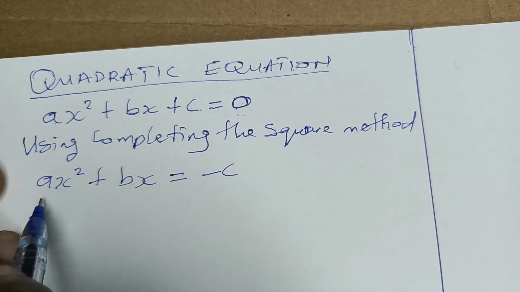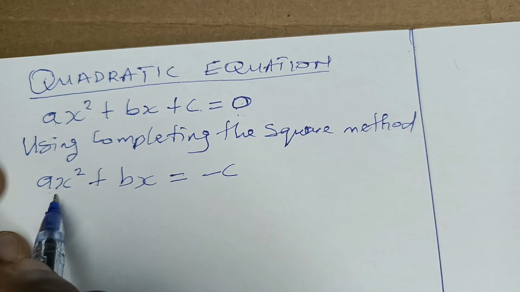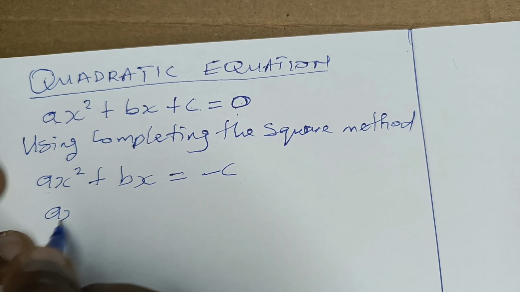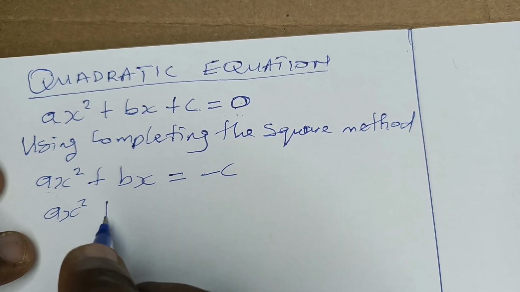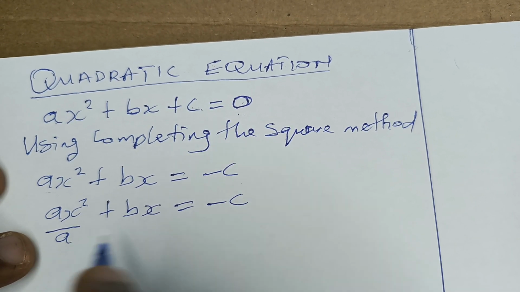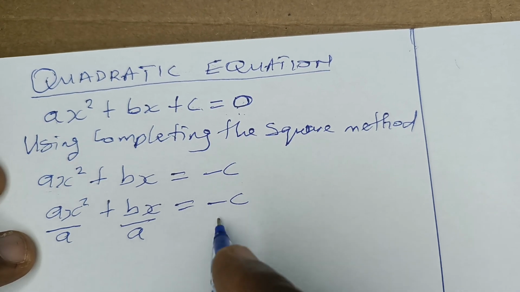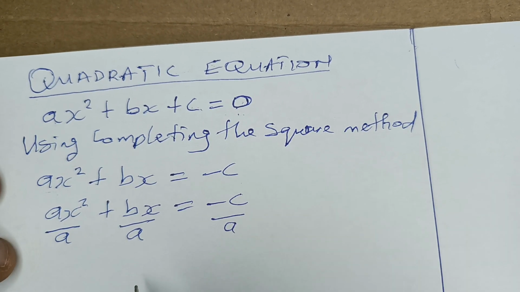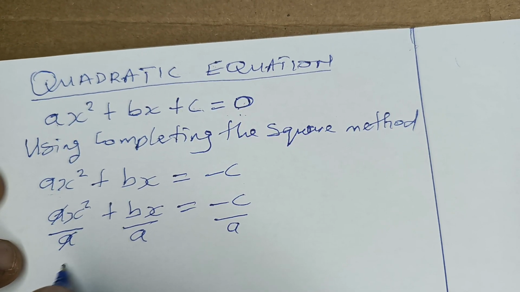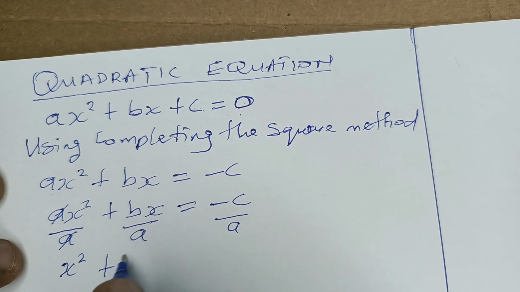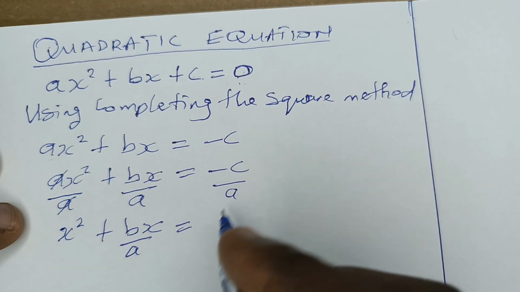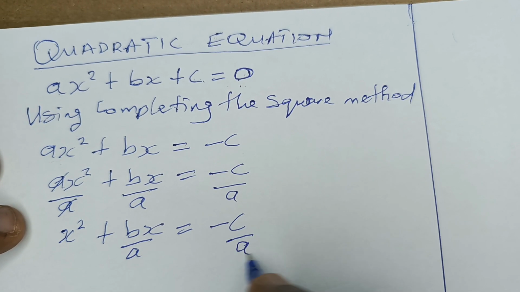Okay? Now, from there, we can divide through by A so that this x squared can stand alone. So it means we have ax squared plus bx is equal to minus C. Divide this by A, and also divide by A. It means this A cancels this A. So we are left with x squared plus bx over A is equal to minus C over A.